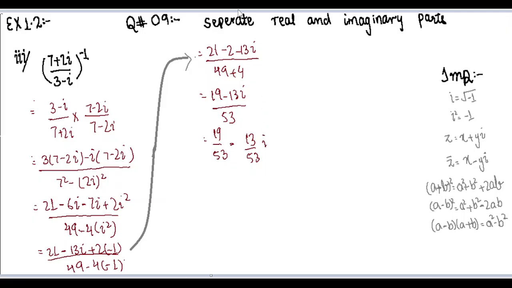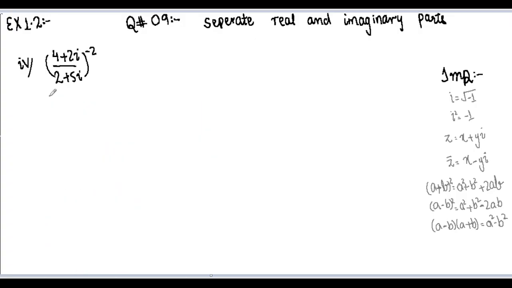Now here we can see that 19 by 53 is the real part and 13 by 53 is the imaginary part. Take the negative sign into it too. Okay, now moving towards the next part, number 4, it says 4 plus 2 iota divided by 2 plus 5 iota whole raised to the power -2. First of all, we are going to remove this negative sign.